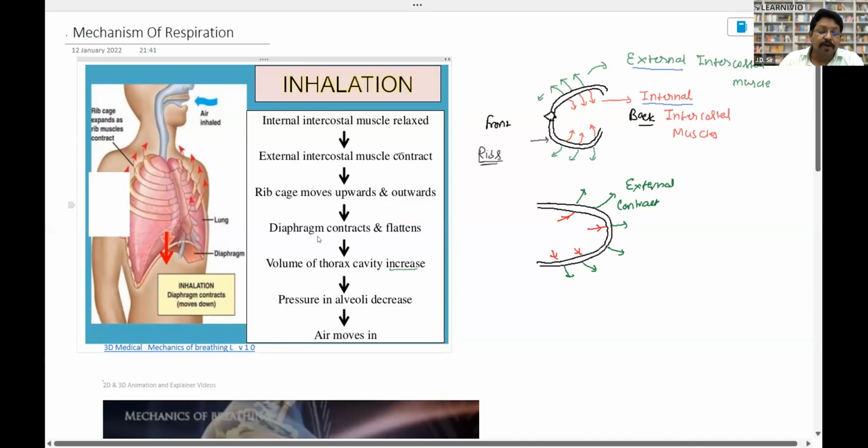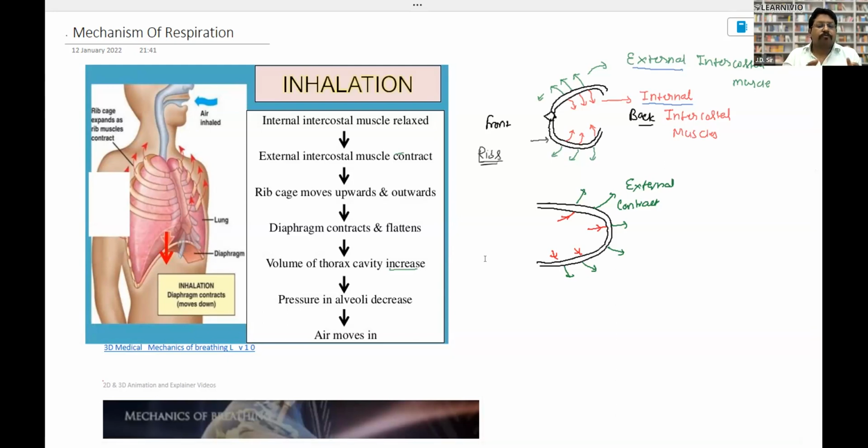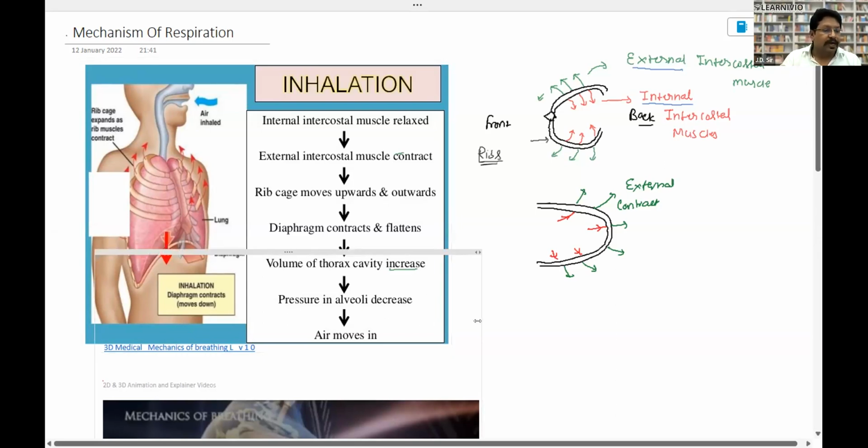Next, the diaphragm contracts and flattens, going downward. When the diaphragm goes downward and the rib cage goes outward, the volume of the thoracic cavity increases. The thoracic cavity is the respiratory cavity where the lungs are situated. When its volume increases, the pressure inside the alveoli decreases because they inflate, and they take the air inside. That's how we inspire. Did you get that point?